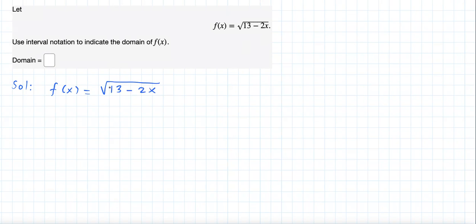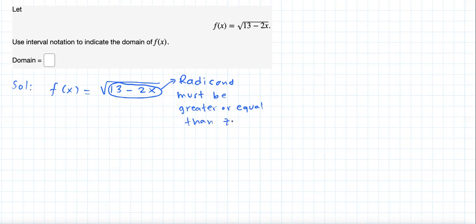Now we know that when we deal with square root functions, in order for this computation to make sense, the inside of the square root, which is called the radicand, must be greater or equal than 0, right?